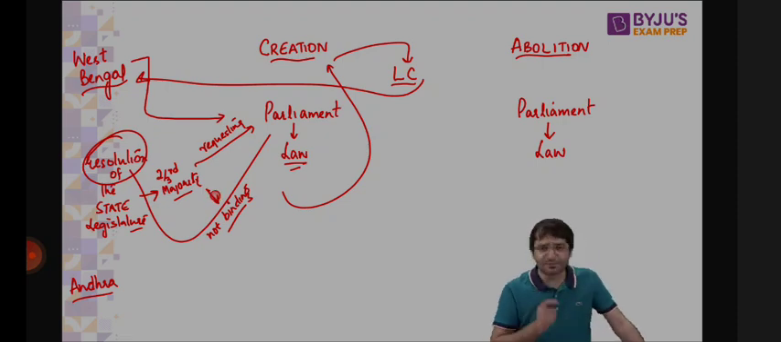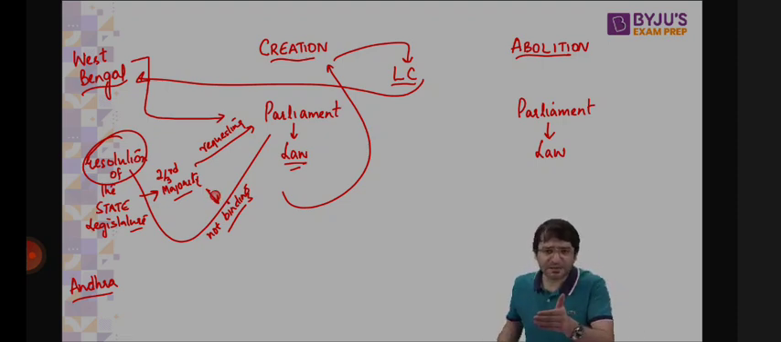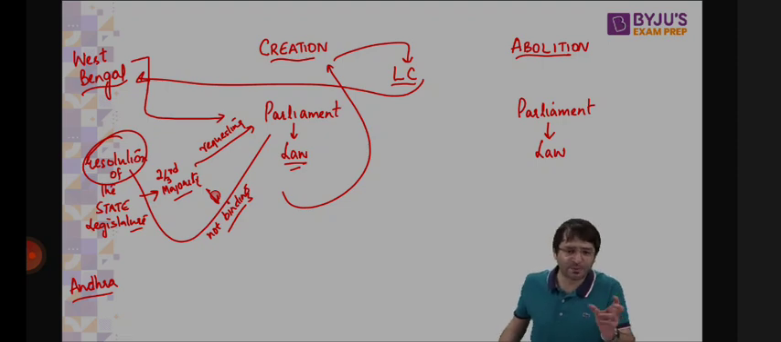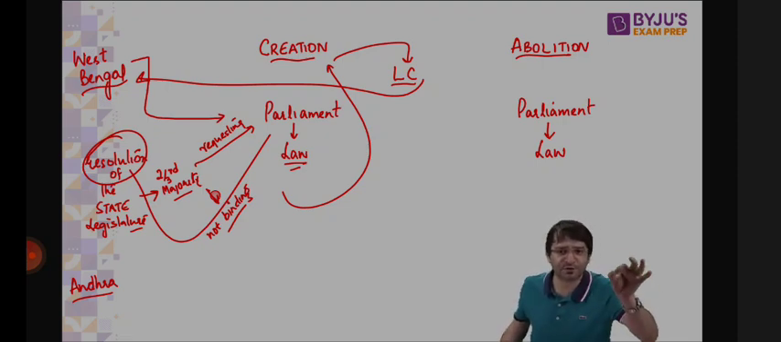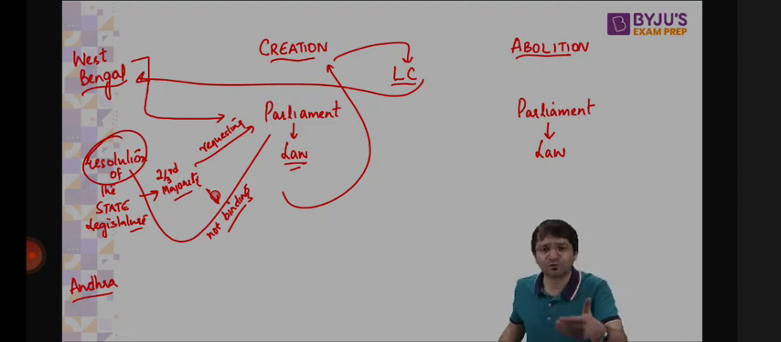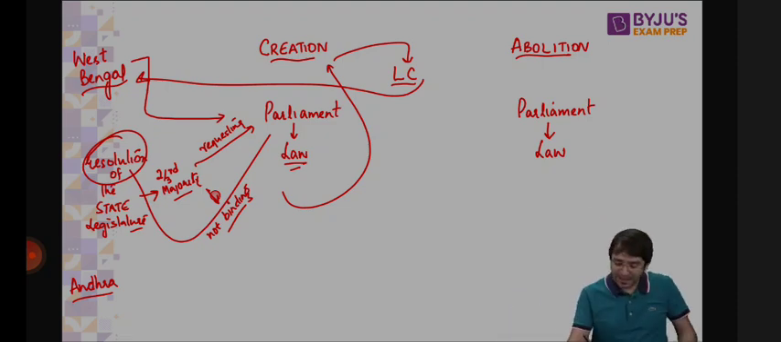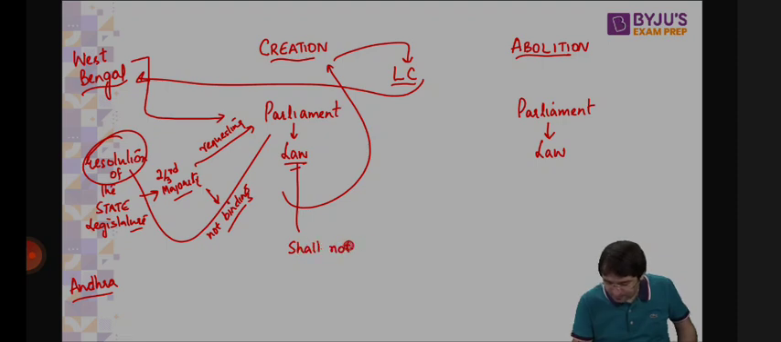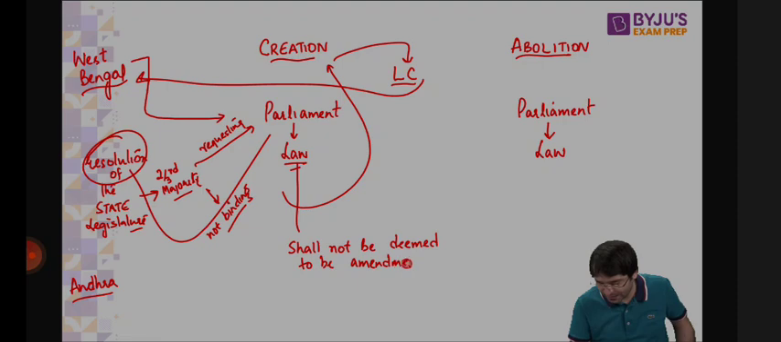But if the parliament accepts, then the West Bengal Legislative Assembly will pass a resolution by 2/3 majority, basically requesting the parliament please enact a law for the creation of the Legislative Council for West Bengal. This resolution is not binding on the parliament. But if the parliament says, okay, parliament will pass a law, and through this law, Legislative Council shall be created for West Bengal. And this law shall not be deemed to be an amendment to the constitution.